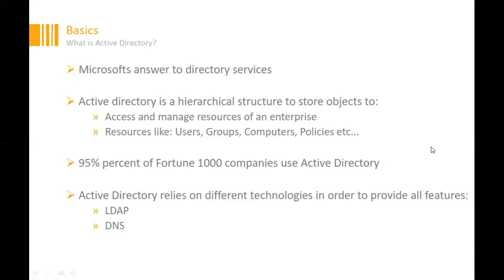Active Directory also relies on a lot of technologies in order to perform certain functions. So Active Directory leverages LDAP as its access protocol, with LDAP running on port 389 and LDAP secure on port 636. It also uses DNS as its locator service. So what this means is that connected devices within your network can locate the domain controller by using DNS queries.